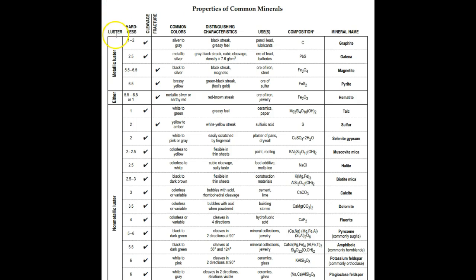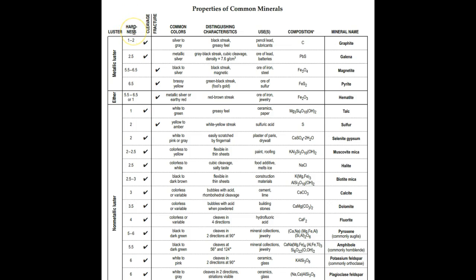The luster of a mineral tells you whether or how it reflects light. So we have a metallic luster and we have a non-metallic luster. On this table, we have one mineral that can display either a metallic or non-metallic luster, which would be hematite. The next column, we have the hardness of the mineral.